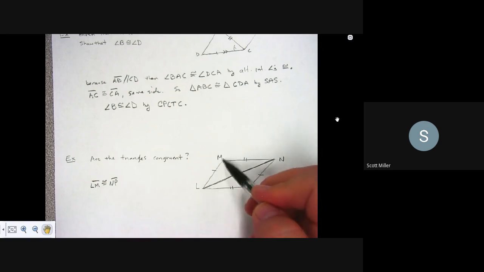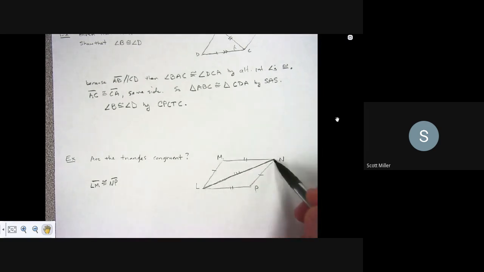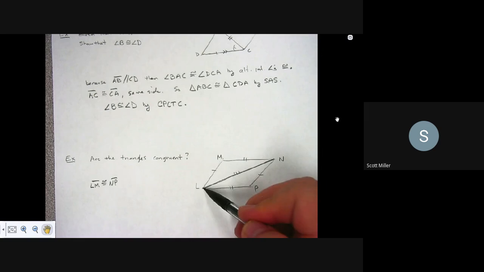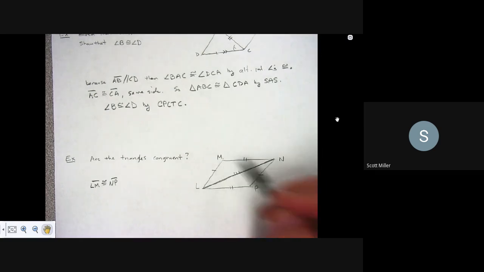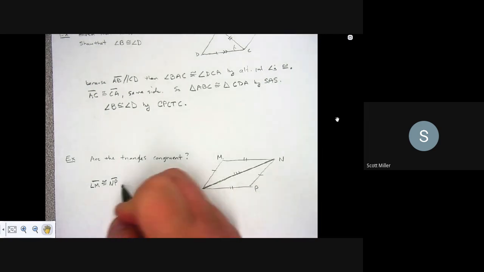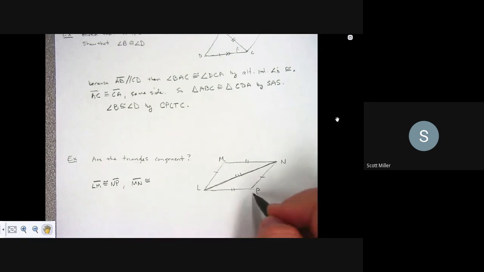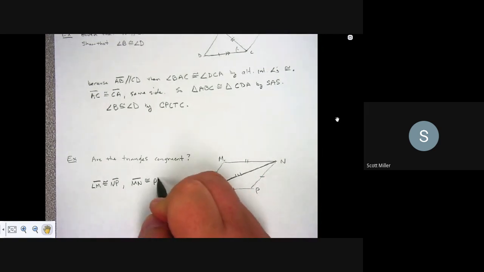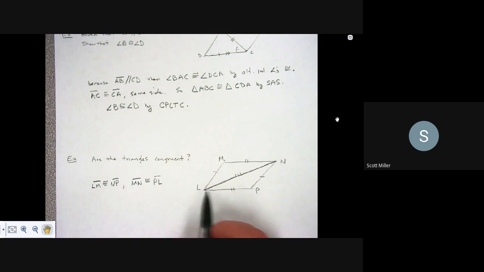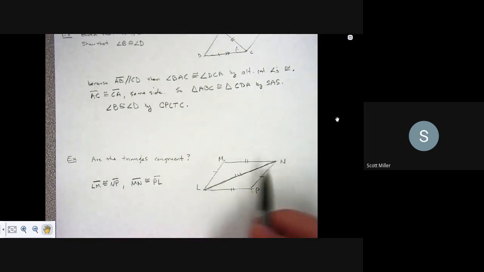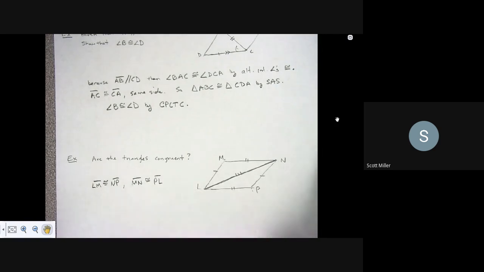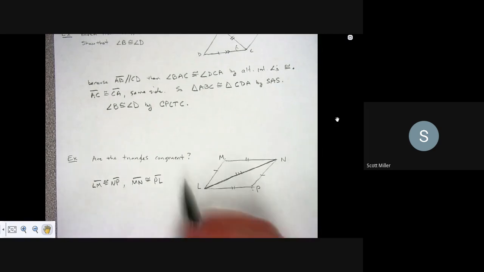LM is congruent to NP. See how I went from this little angle to this angle here, the bigger one? Then I went from the little angle to the bigger angle here. Same position, same order. MN is congruent to PL. Could I have named it differently? Could I have gone LP? Sure. If I went LP, then I needed to name this one NM. Corresponding pieces have to be lined up so we know how it works.